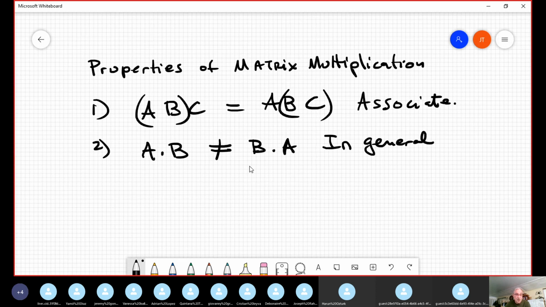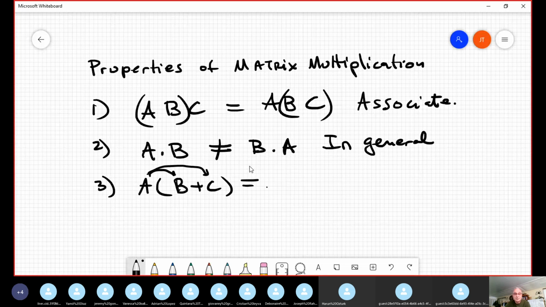Number 3 is the distributive property. The classical distributive property that you apply in algebra, we can apply to matrices. To multiply this guy times this guy plus this guy is A times B, plus, of course, this is not the classical multiplication by a scalar. No, it's multiplication between matrices. Plus A times C. This is the distributive property.